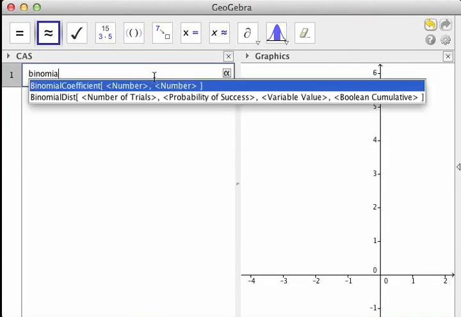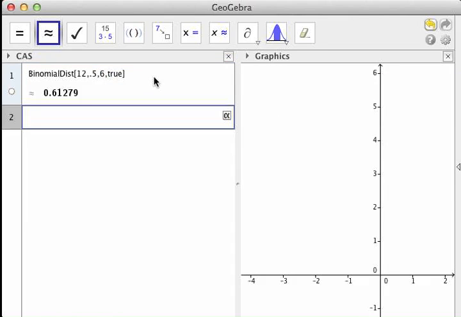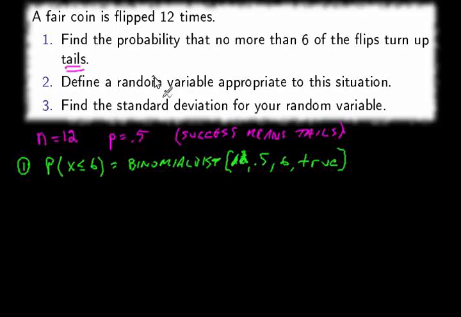Okay, binomial dist, number of trials 12, probability of success 1/2. A variable value of 6, and yes, we want it to be cumulative. 0.6128.